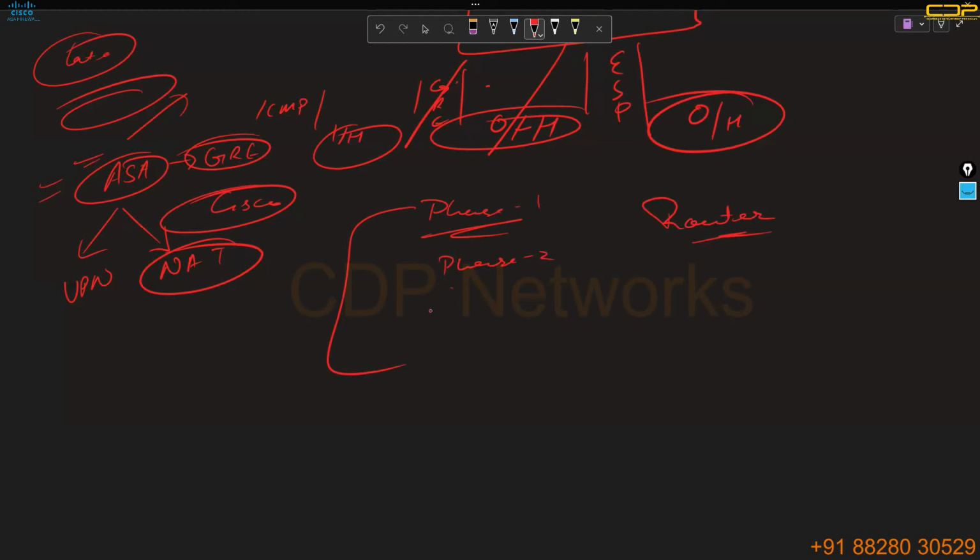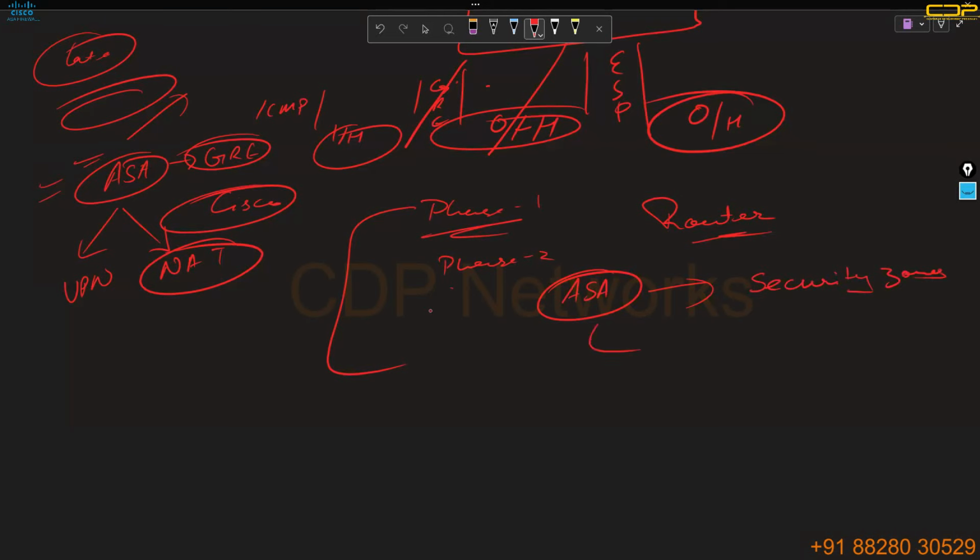When we are done with this, I will introduce the ASA, your ASA device. There we will discuss what features we have in the ASA. The core or initial topic for the ASA is security zones. What are security zones? We are going to discuss that here.